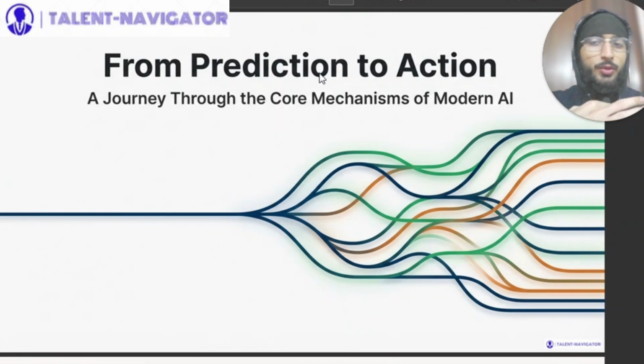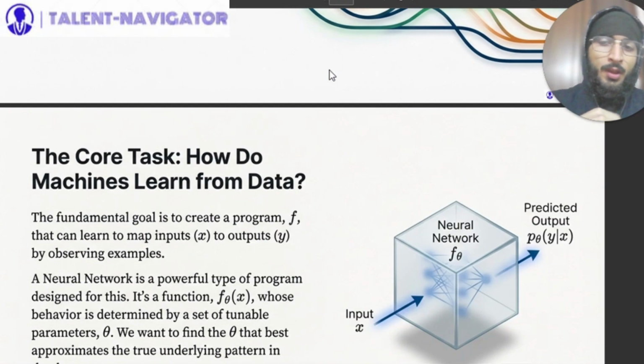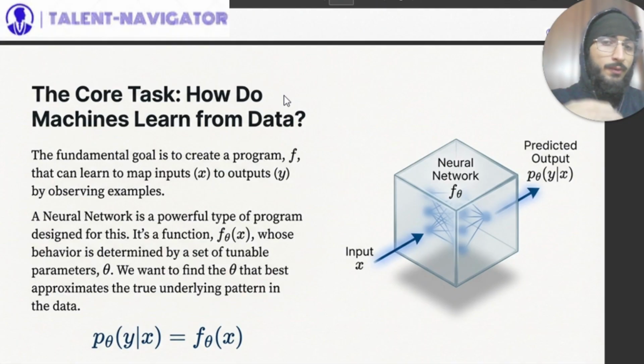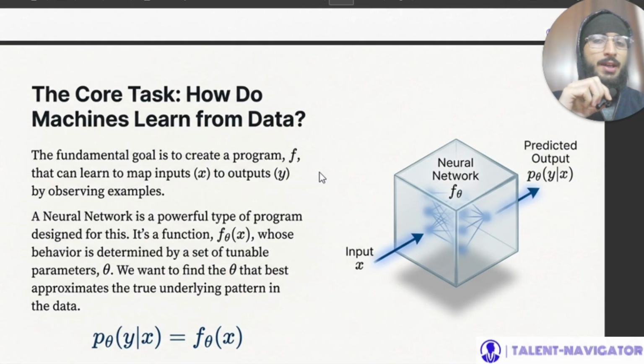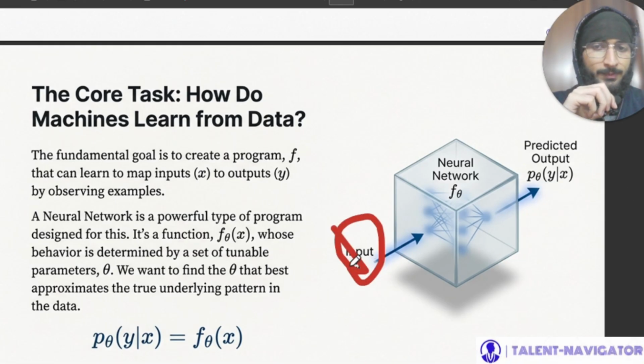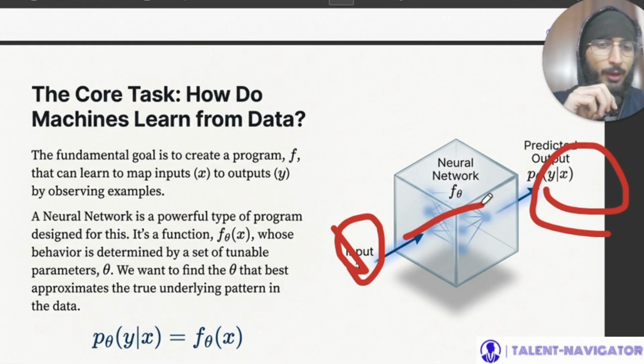So now discussing from prediction to action, a journey through the core mechanisms of modern AI. So the core task is how do machines learn from data, right? The fundamental goal is to create a program F that can learn to map inputs X to outputs Y by observing examples.